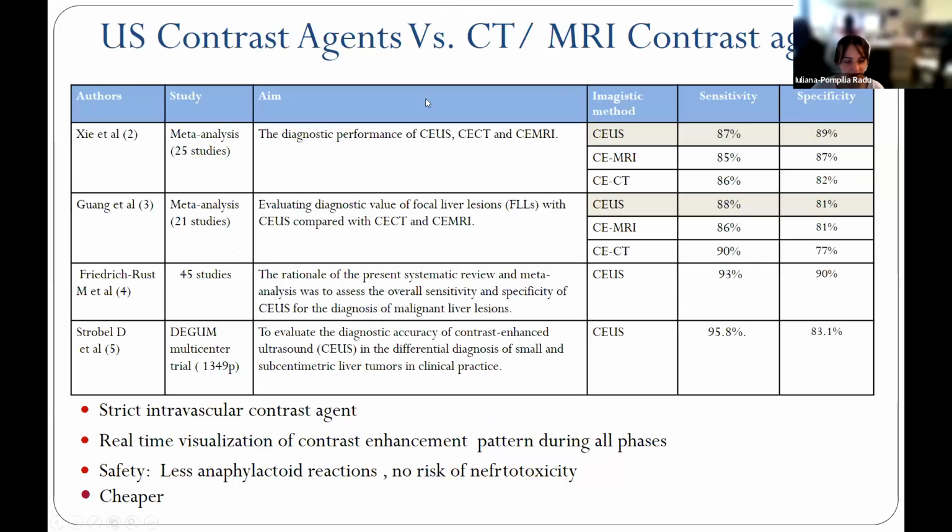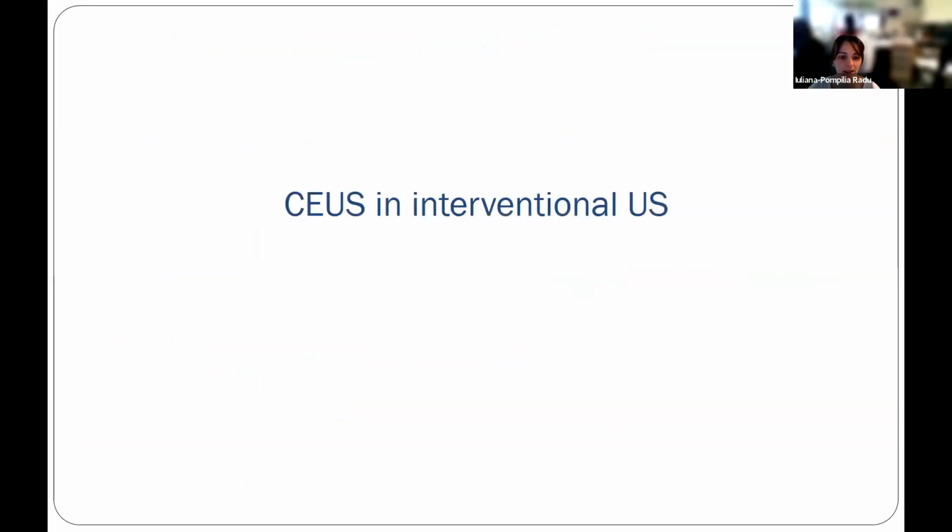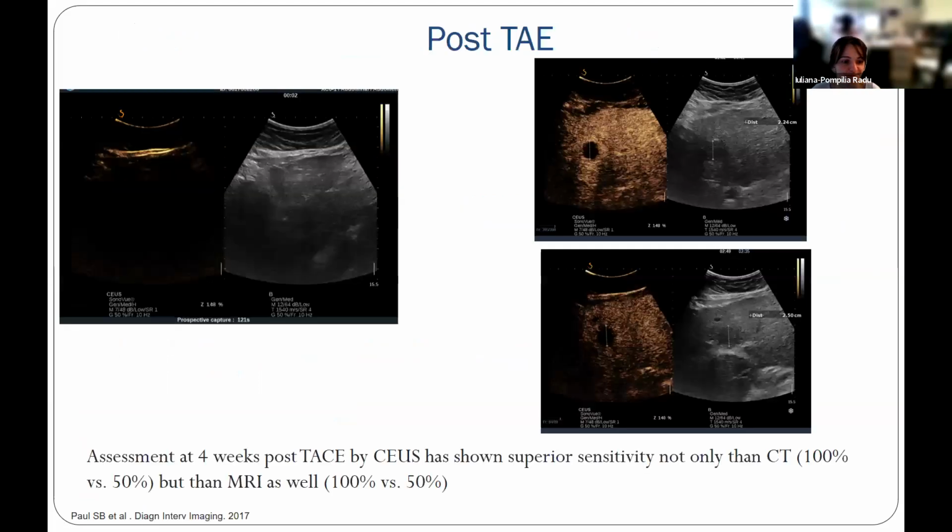But I have here a slide with the comparison between ultrasound with contrast and CT and MRI. You can see that contrast is scoring quite high, and why? It's a strict intravascular contrast agent and allows us also the real-time visualization of the pattern. It has less anaphylactoid reaction, is cheaper, and has a good sensitivity and specificity. But now about contrast enhancement in interventional ultrasound.